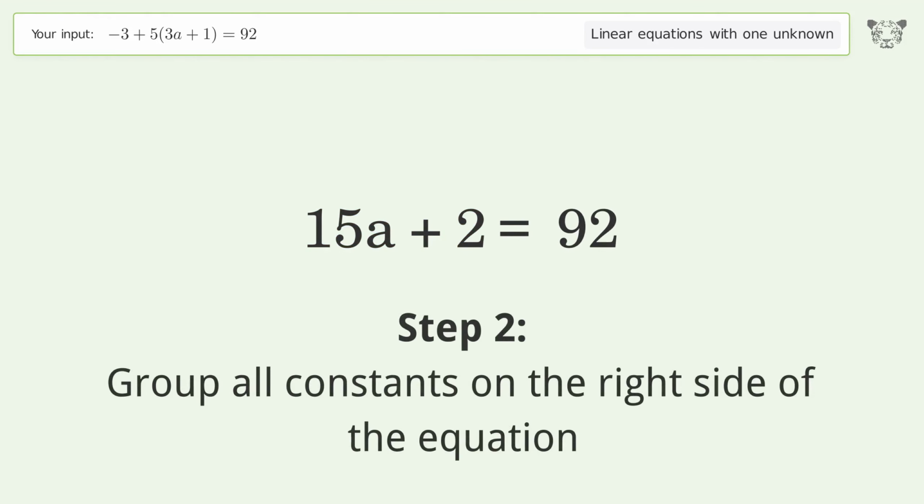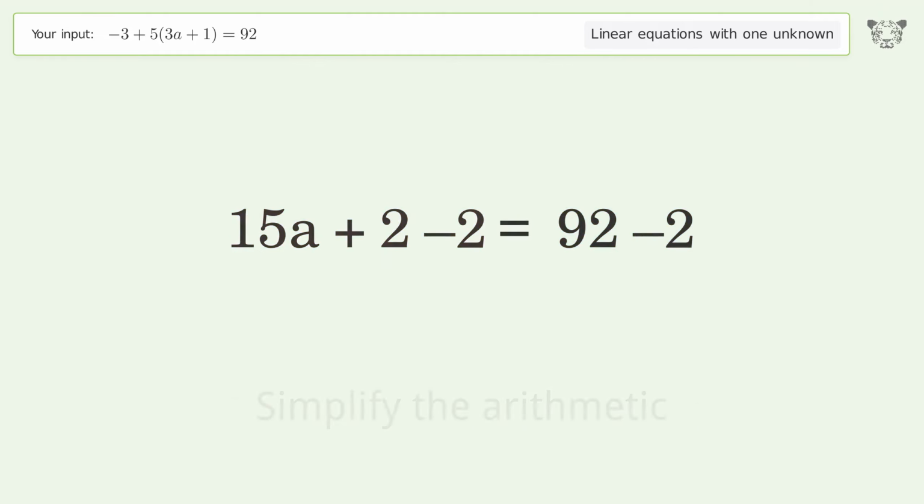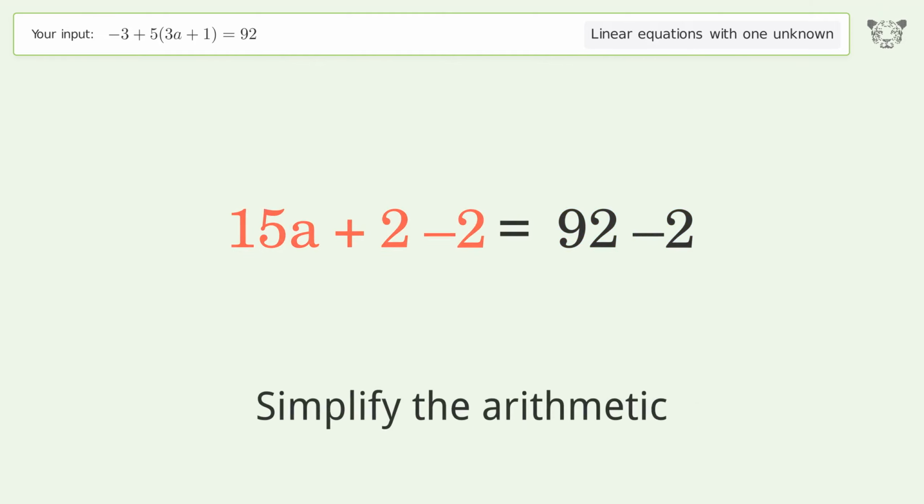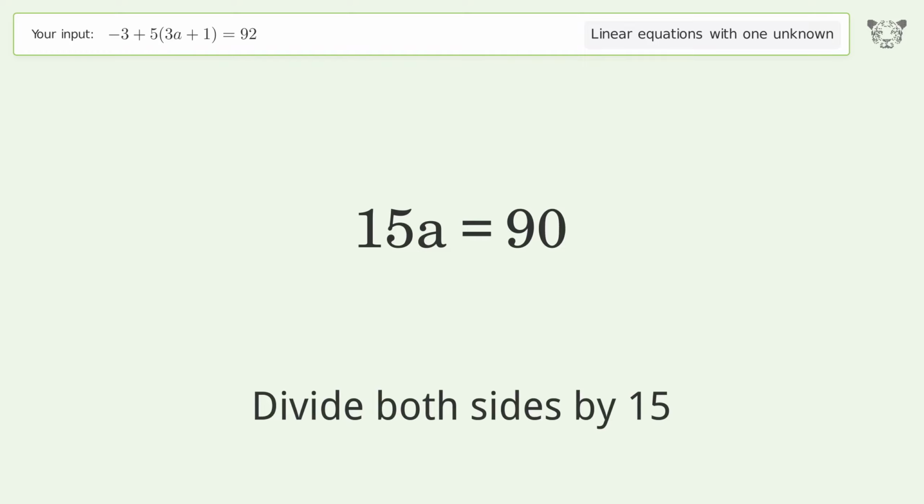Group all constants on the right side of the equation. Subtract 2 from both sides. Simplify the arithmetic. Isolate the a. Divide both sides by 15.